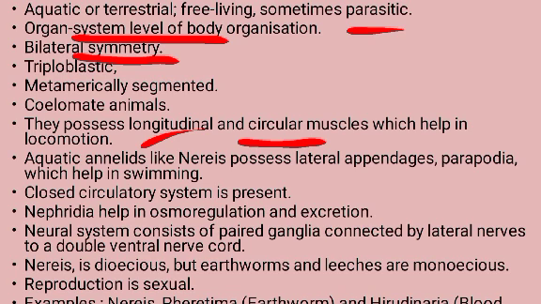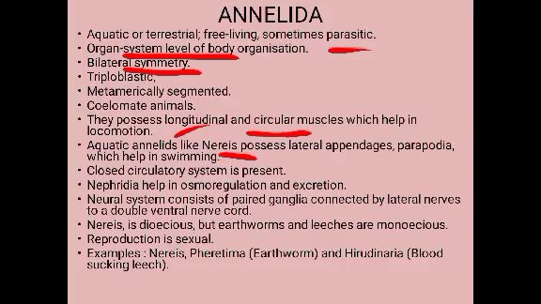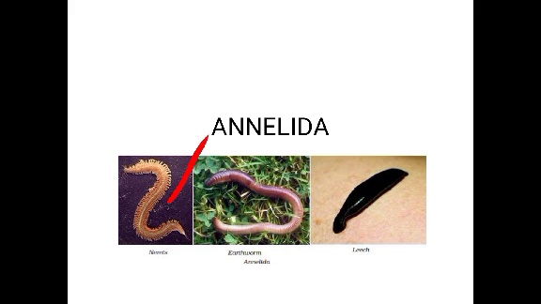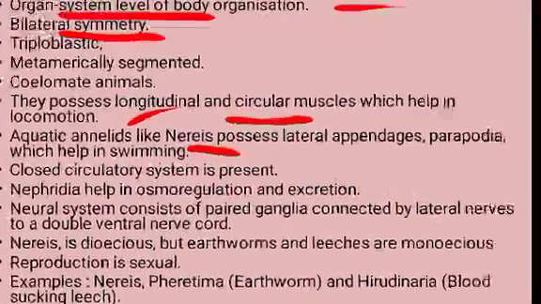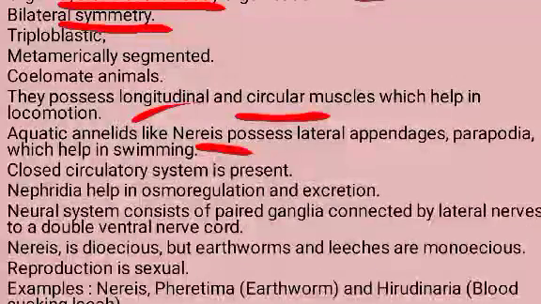If you take the aquatic annelid like Nereis, here this is Nereis, this is earthworm, this is the leech. Nereis has paired lateral appendages called parapodia. What is parapodia? On either side of their body we can see paired structures, called parapodia. These parapodia help them in swimming, because they live in an aquatic medium. So it helps them swim in the water.